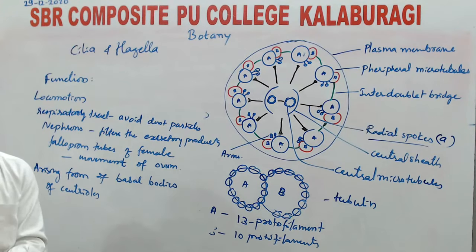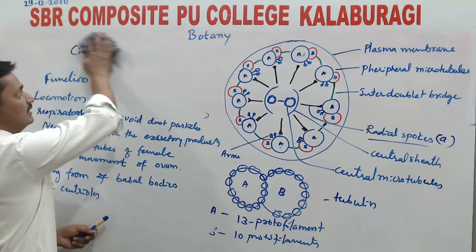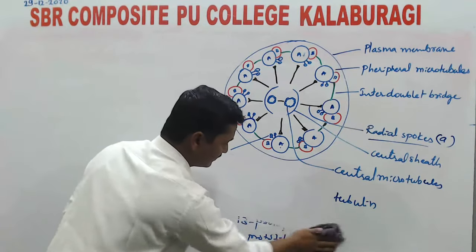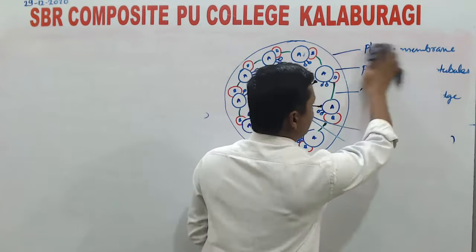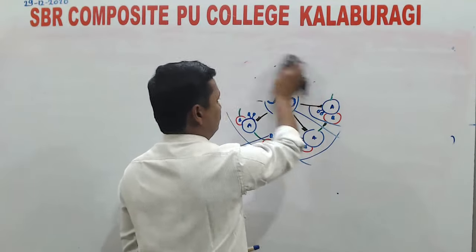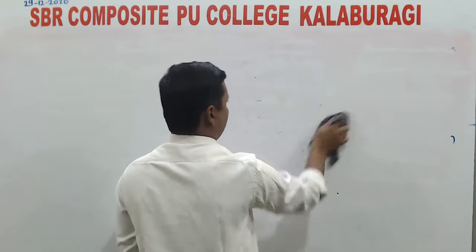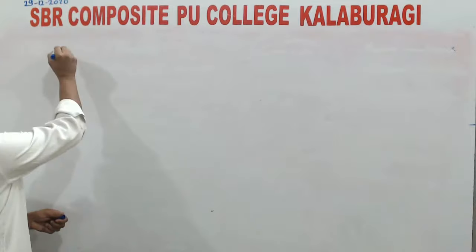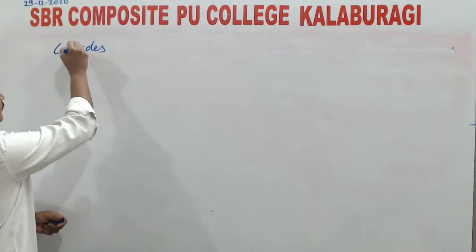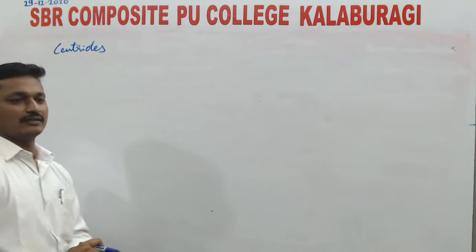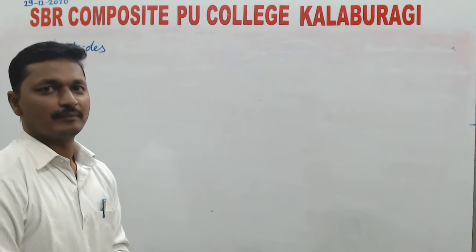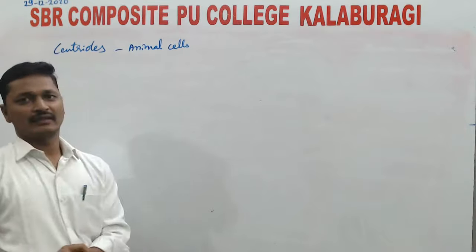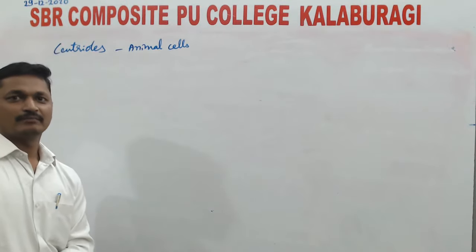Next, we have the next organelle, which is only present in the animal cell, called the centriole. Discuss the centriole. Centrioles are non-membrane bound organelles present in the animal cells. Present in what? Animal cells. Absent in prokaryotes, absent in plant cells.